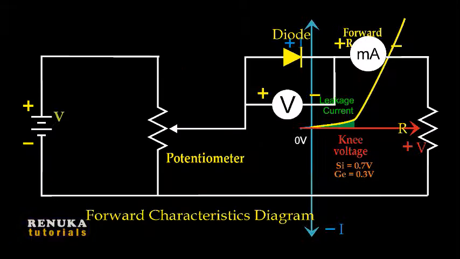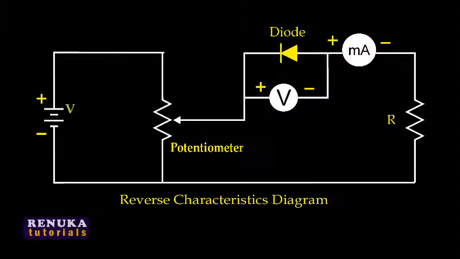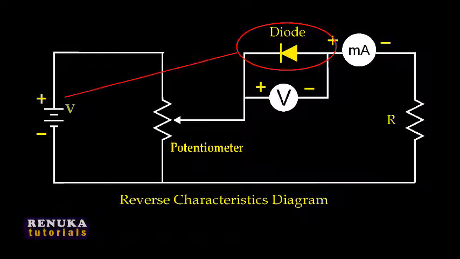So this was about the forward biasing. Now let us take a look at the reverse bias. We can use the same diagram, and here you can see only a small change has been made: the polarity of the diode is now reversed. The positive terminal of the battery is connected to the N-type, and the negative terminal is connected to the P-type. So now this diode is said to be in reverse bias.